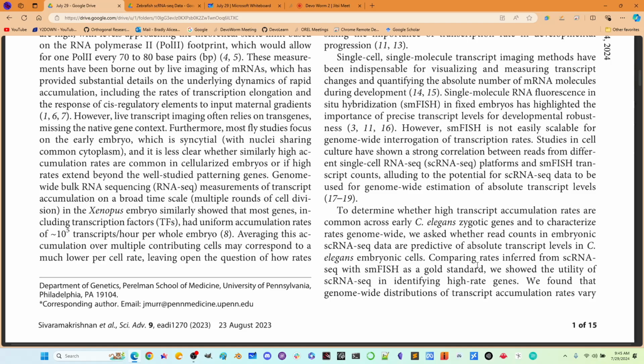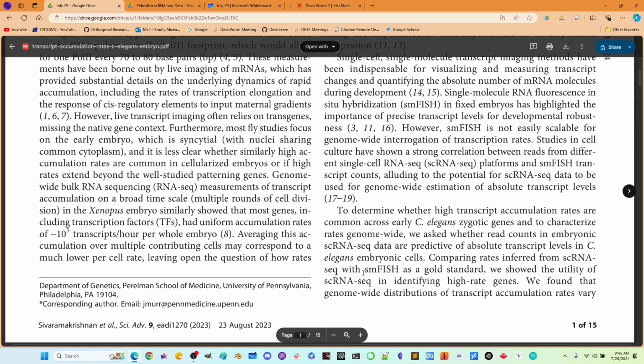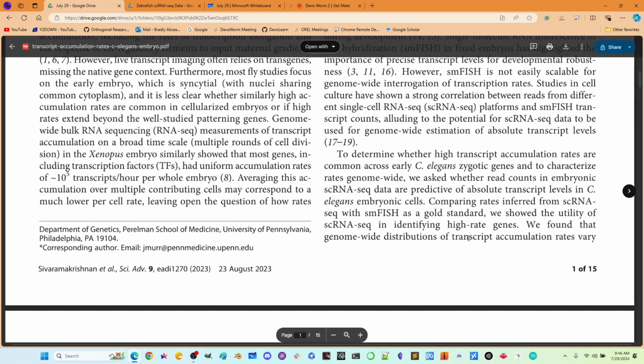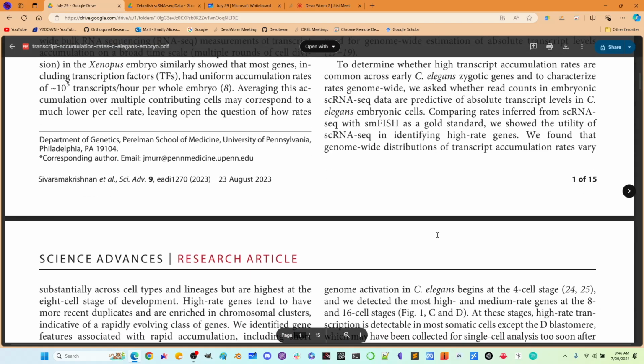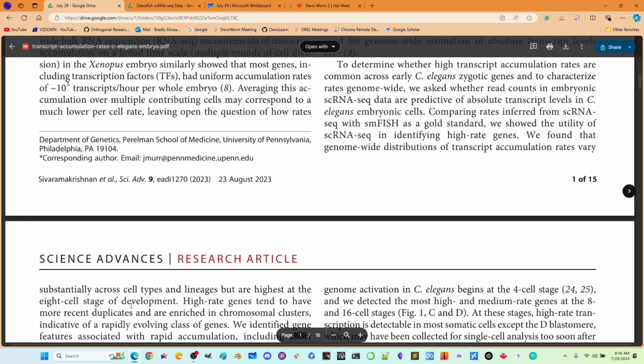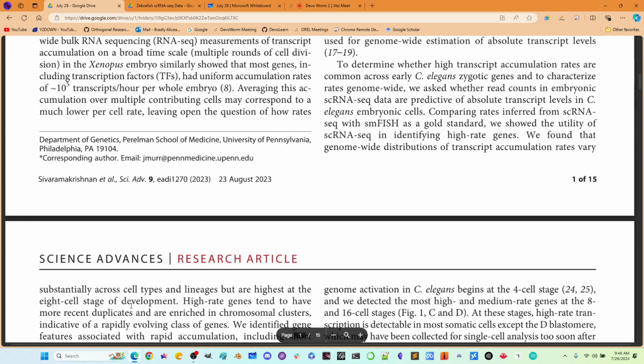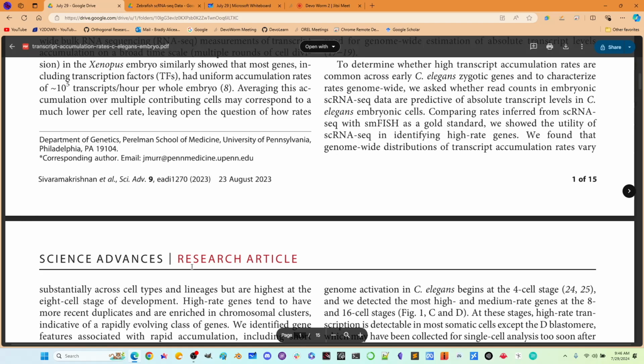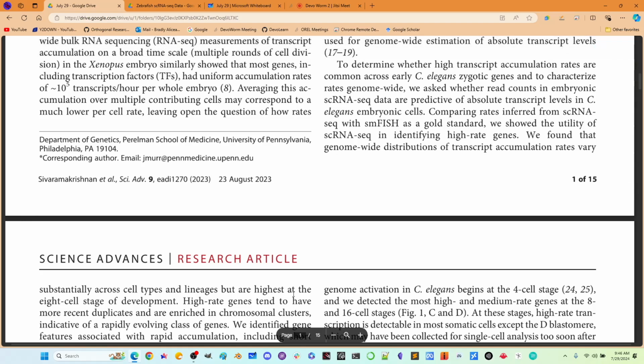And so they're able to gain insight into absolute transcript levels in C. elegans embryonic cells. Genome-wide distributions of transcript accumulation rates vary substantially across cell types and lineages, but are highest at the 8-cell stage of development. So this is the 8-cell stage where you have your founder cells, and this is exactly what we might expect given what we know about the lineage tree. That this is when the sublineages are being founded, and so we expect this sort of transcript accumulation to be highest when we want to start our sublineages.